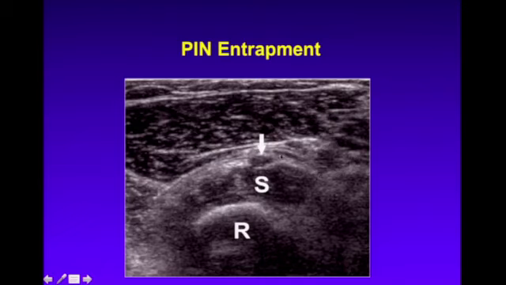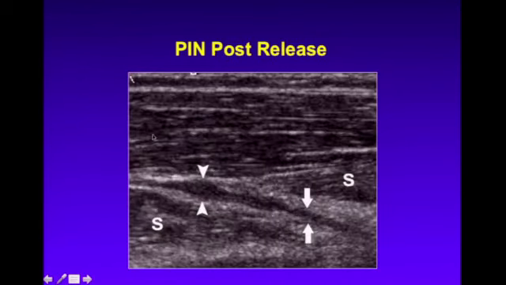When we looked in the short axis, the nerve had more of a rounded appearance rather than the flat appearance on the normal side. This patient went on to have surgery to release the trapped nerve, and this is after release. The nerve still looks a little bit swollen, but what's most important is that the nerve now has a lot of room to travel.